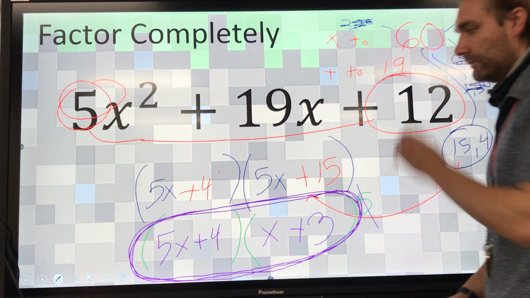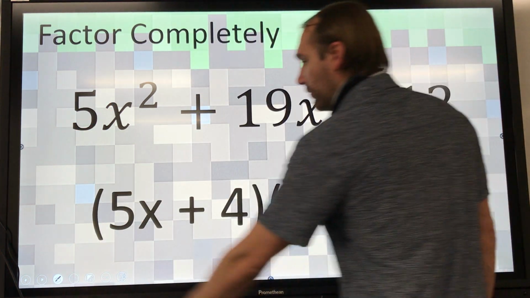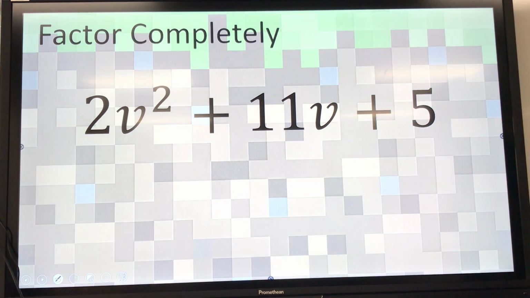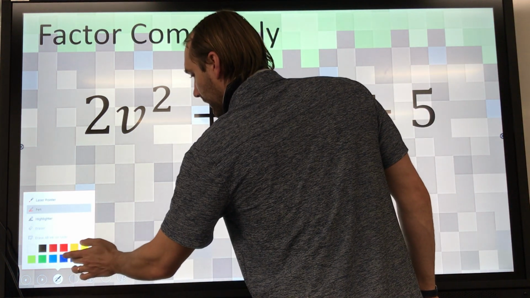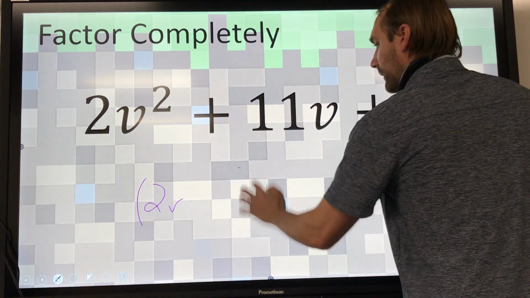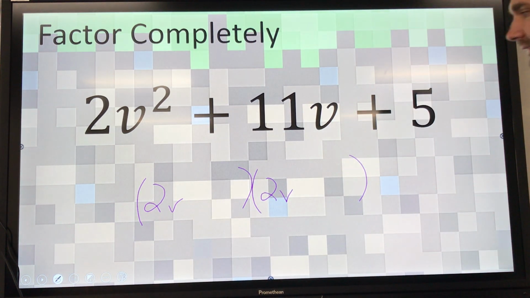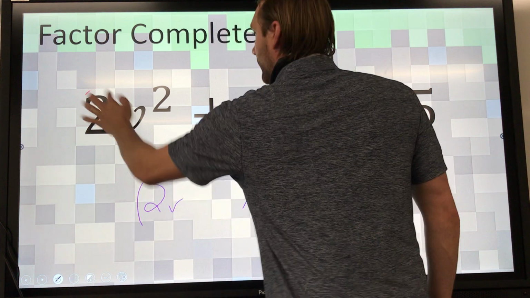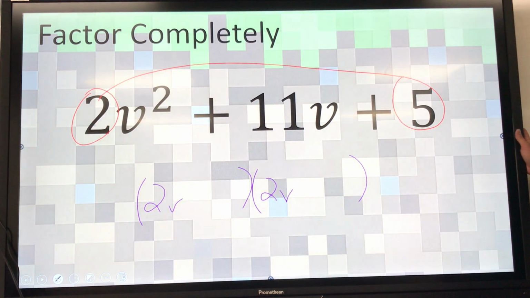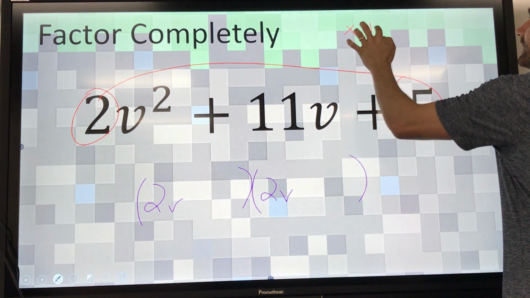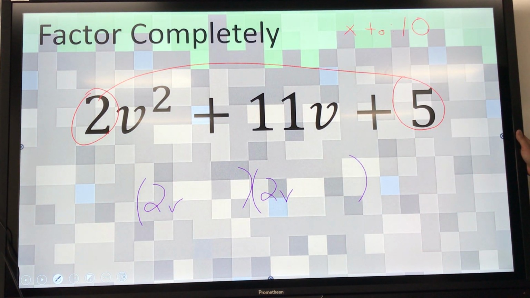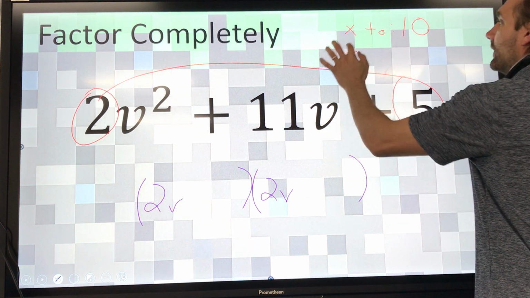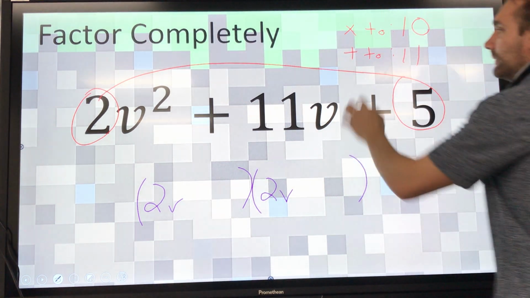The no fuss method, one more time. You guide me. What do I write? 2v, 2v, right? 2v and 2v. What's next? How do I fill in these holes? So I need to find my multiply number, right? Put the 5 and the 2 together. 2 times 5 is 10. So multiply to 10. And then I need two numbers that also add to 11.